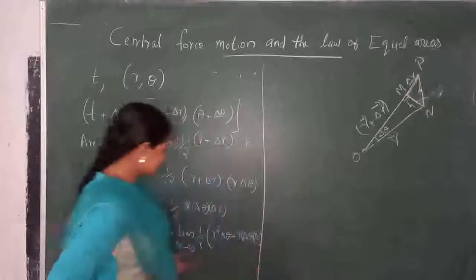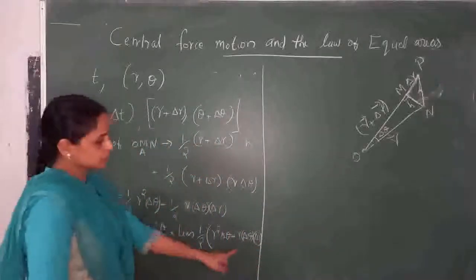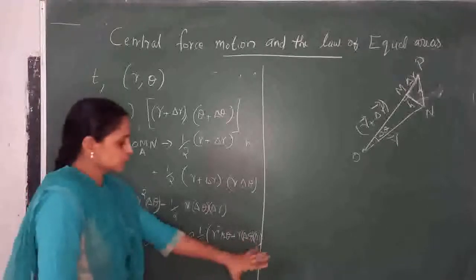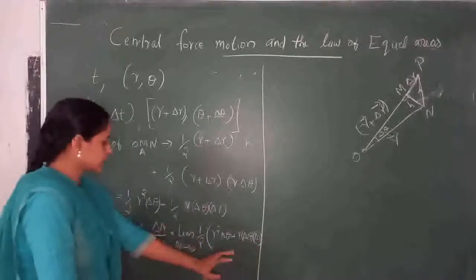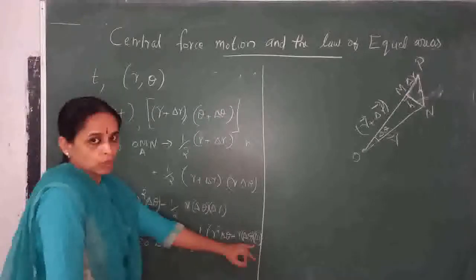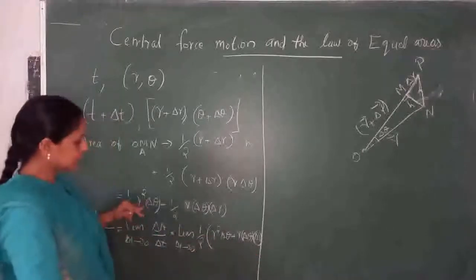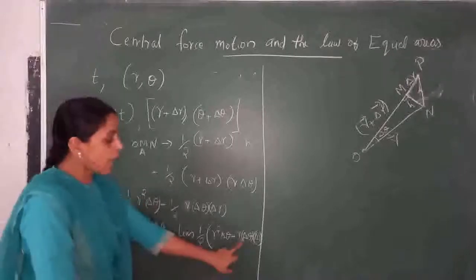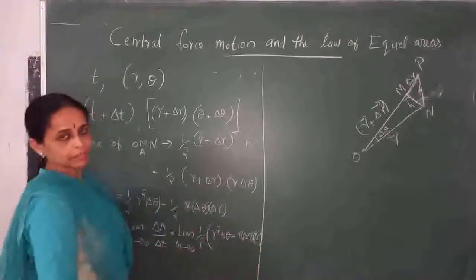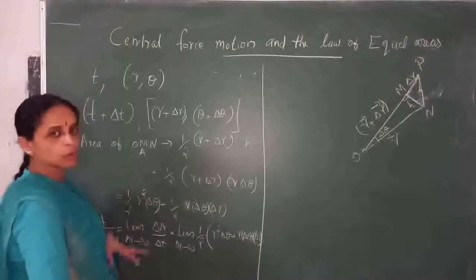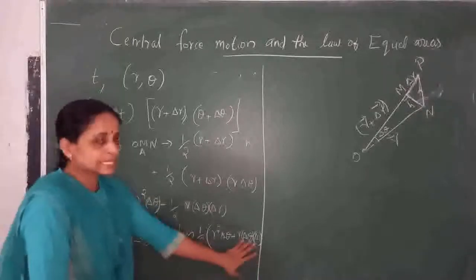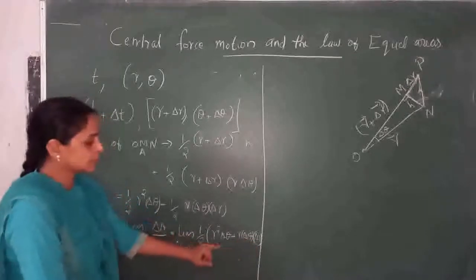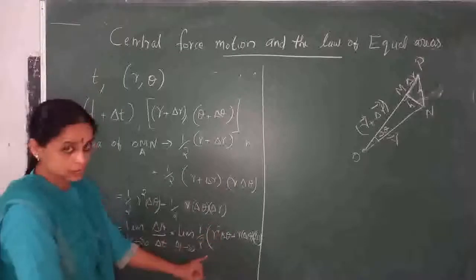So as delta t tends to 0, these two quantities, delta theta and delta r, should also go to 0 or be very small. As compared with r square delta theta, the term r delta theta delta r will be very small. That means there is no contribution from this second part as delta t tends to 0, and we consider only the first term, where r square is there.